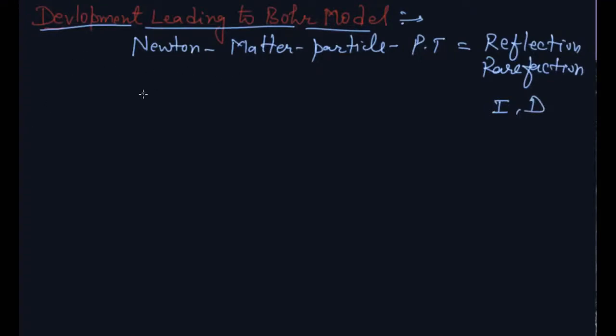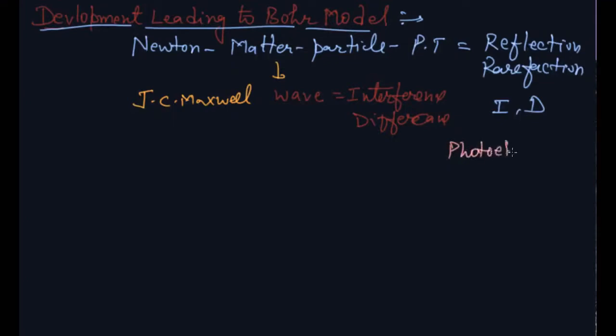Then after that, J.C. Maxwell came. He suggested that matter is wave. Then he has given the explanation of interference and diffraction, but he could not explain the photoelectric effect and black body radiation.